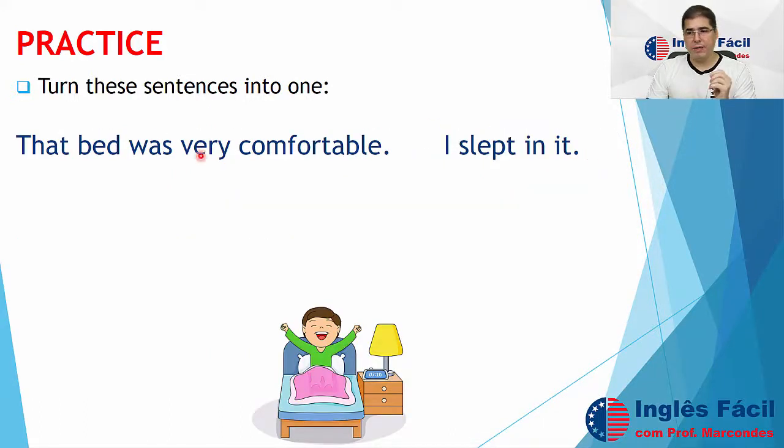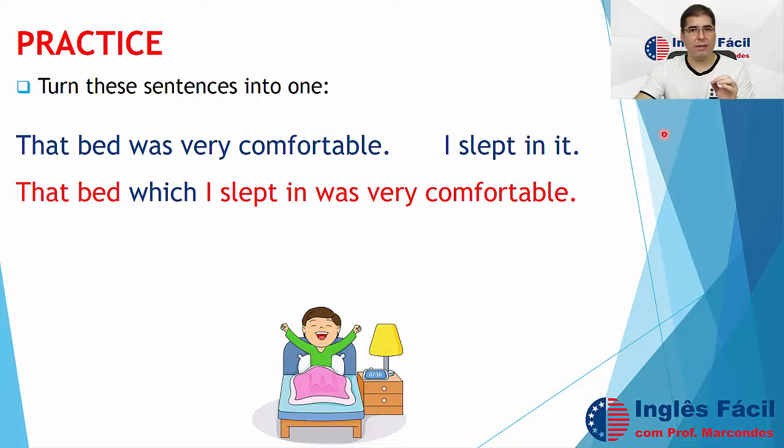Okay, another example. That bed was very comfortable. I slept in it. I slept in that bed. Again, it here is replacing the bed, right? Or that bed. So, of course, it is an object. So I can use either which or that, and also it's possible to leave them out, right? Examples. The bed which I slept in was very comfortable. Again, pay attention to the preposition, right? I slept in it, I slept in the bed. So the bed which I slept in was very comfortable. Okay, so the preposition remains in the same place.